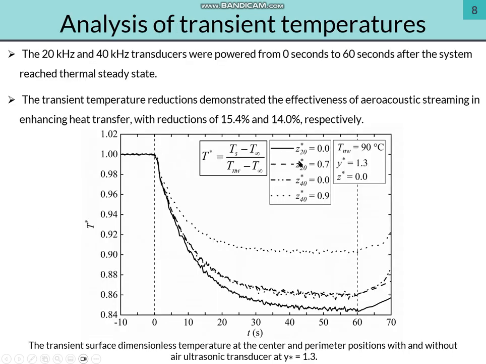The dashed line marks the ultrasonic transducer activation and deactivation. Results show the transient dimensionless temperature reduced by 15.4% and 40% for 20 and 40 kHz. This demonstrates the rapid heat transfer enhancement of the aeroacoustic streaming.